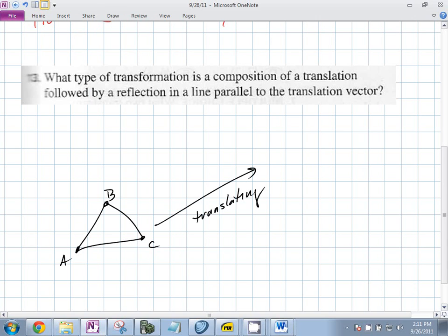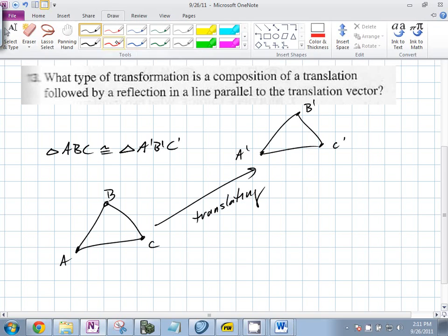So if that's the translation vector, maybe it moved it from A to here. Here's A prime, B prime, and C prime. Is A prime, B prime, C prime congruent to ABC? Yeah, we know that triangle ABC is congruent to triangle A prime, B prime, C prime. A translation is an isometry because it maintains congruency. Isometry means a transformation that maintains congruency. Do we still have congruency? Yes. Translations are isometry. And then it says a reflection in a line parallel to the translation vector.